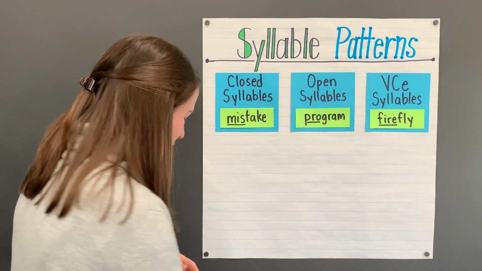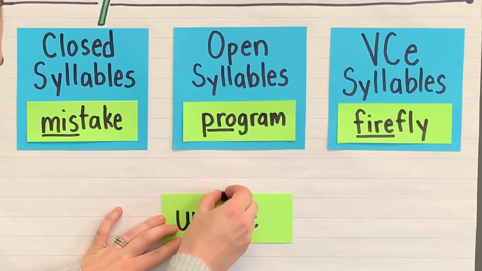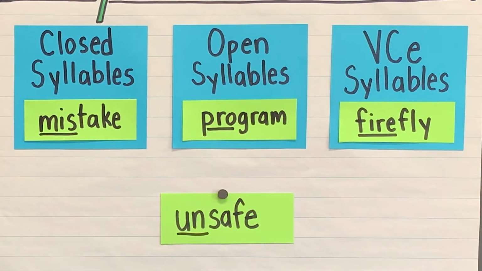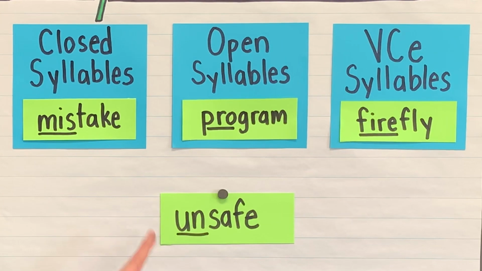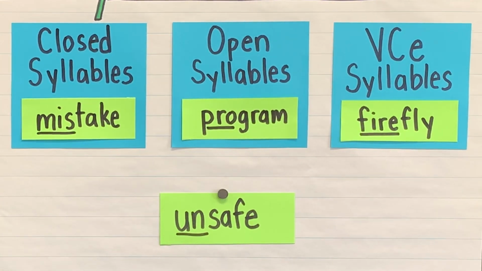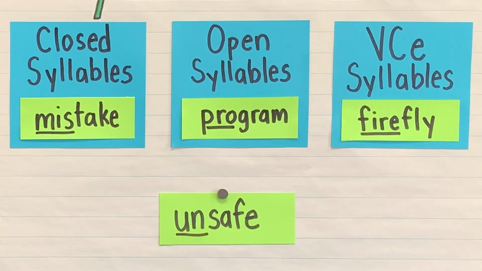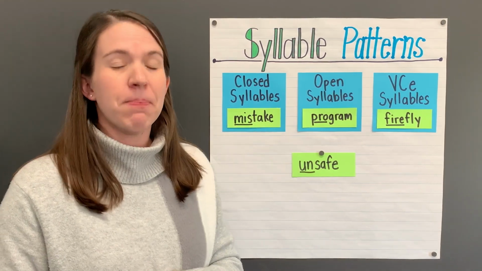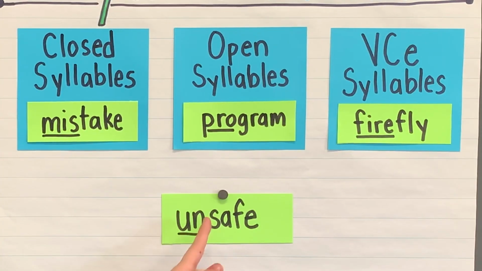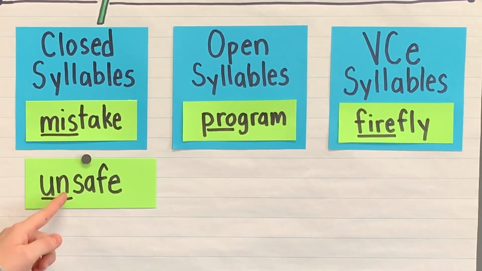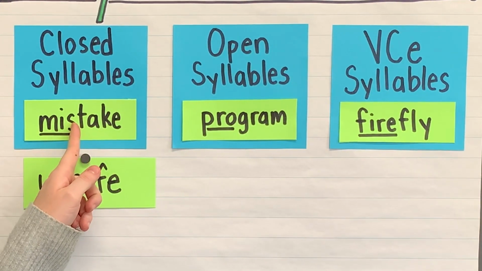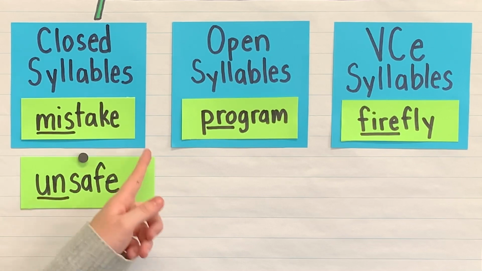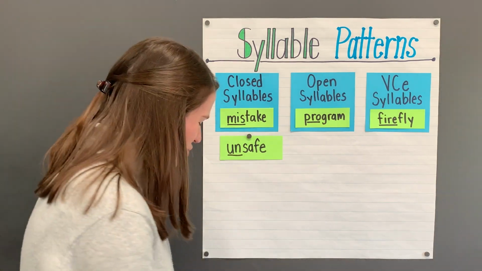Are you ready? Here's our first word. When I look at this word, I see that the first syllable is un. We split that right between the two consonants we see here. Un is the first syllable. Which column should I sort this word into? I'm thinking that I should sort this word into the closed syllable column because the first syllable, un, has a vowel followed by a consonant, just like the syllable miss does. A vowel followed by a consonant. Let's read this word together. Unsafe. Unsafe. Good job.